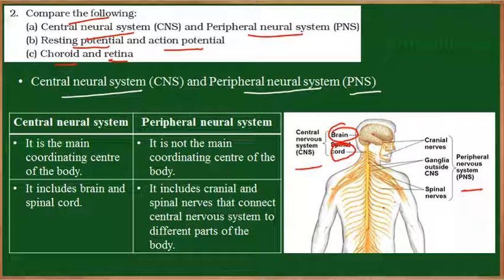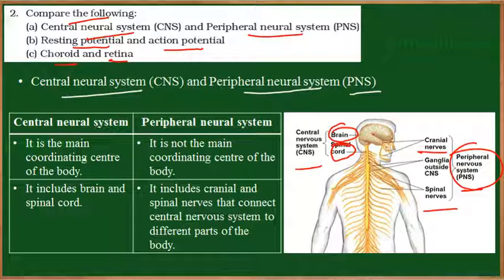The nerves which are distributed in the various parts of the body, which are not a part of the brain and spinal cord, are called the peripheral nervous system, and these are cranial nerves and spinal nerves. The nerves arise from the brain and the nerves arise from the spinal cord.